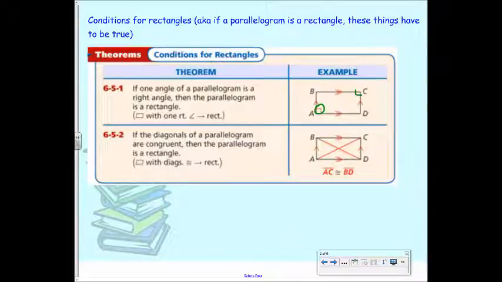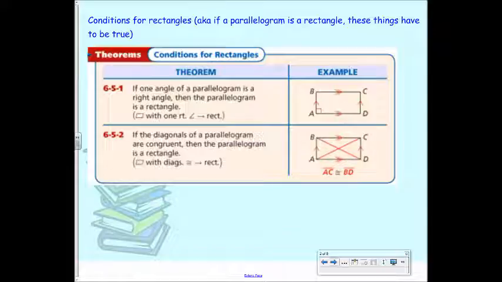Consecutive angles have to be 180, so if this is 90, then 180 minus 90 is 90, so then that one has to be 90, and if this one is 90, that one's 90. All right, so if it's a parallelogram and one of the angles is 90, it has to be a rectangle, because if one of them is 90, all the rest of them have to be 90. All right, how come you don't know that it's a square? You don't know anything about the sides yet. Okay, so that's just a rectangle.